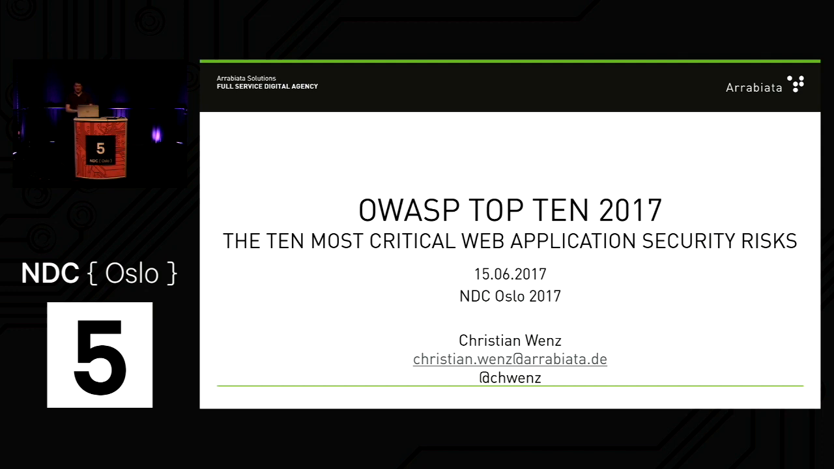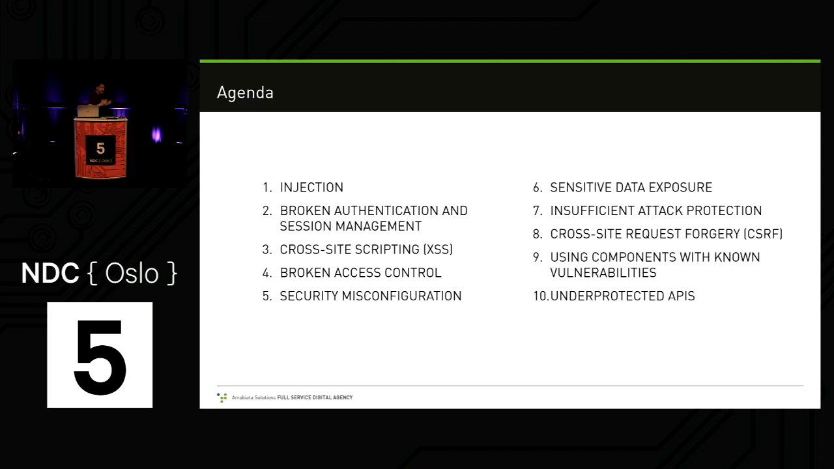And talking about the agenda, basically, that is the agenda. That's the 2017 top 10 list as of release candidate 1. I expect the final version to be released in fall, but the order of the risks and also the names of the risks, I think, should not change. So we have injection, broken authentication and session management, cross-site scripting, and these 3 items are the same items as in the previous list. And then there are some subtle changes.